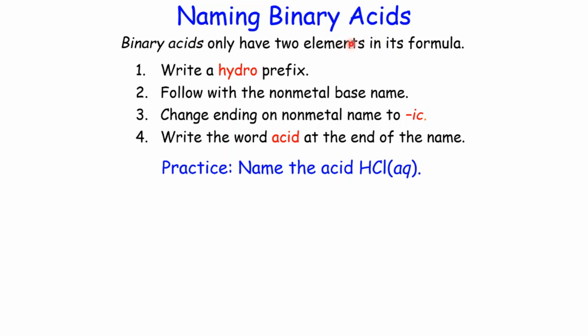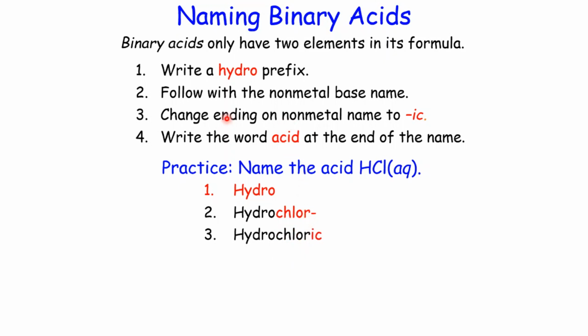Naming binary acids. We simply follow these 4 steps, and I'm going to explain this using this example. Name the acid HCl, AQ. Step number one, write hydro as a prefix. Step number 2, write the nonmetal base name. The nonmetal's name is chlorine, so we'll just use the base name, or stem or root, CHLOR.